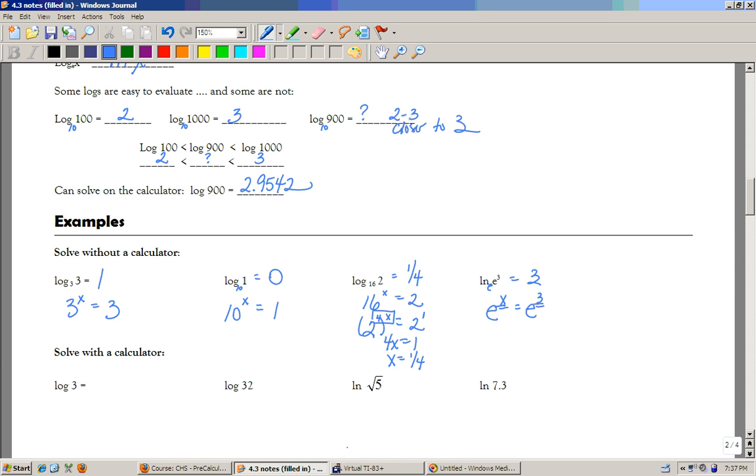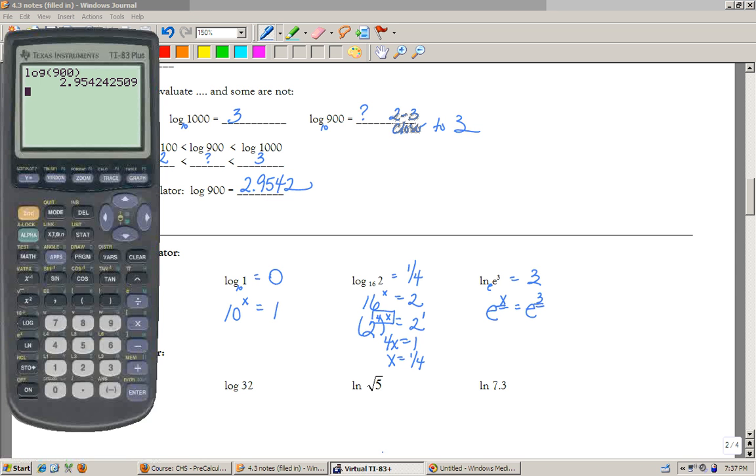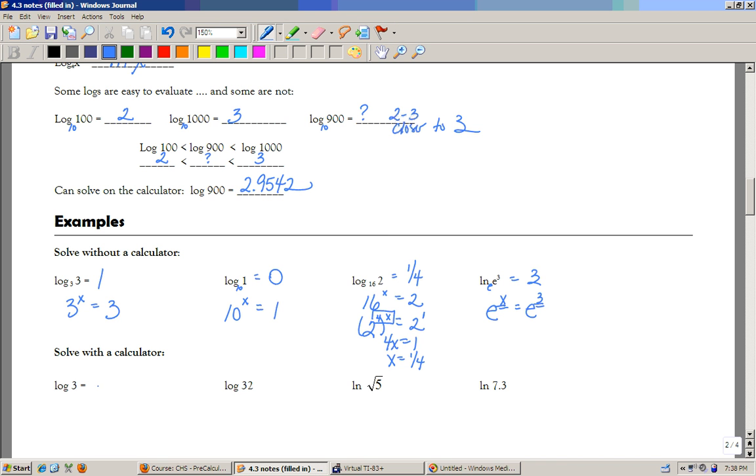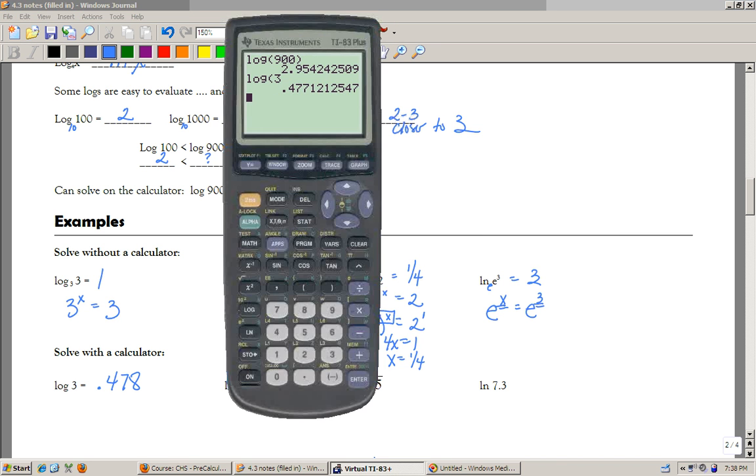So the LOG ones are going to use the log button. On that first one, you're looking at log of 3. So hit log 3, enter, and you get about 0.478. On the next one, log of 32. Again, you hit that log button of 32, and you get 1.51-ish.